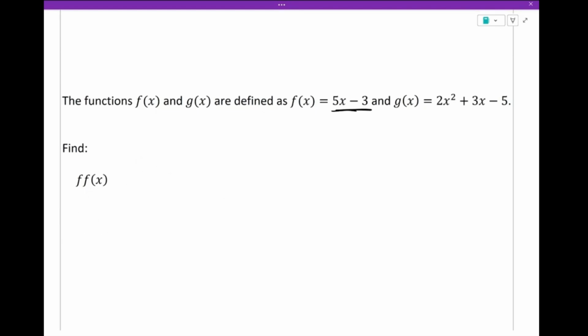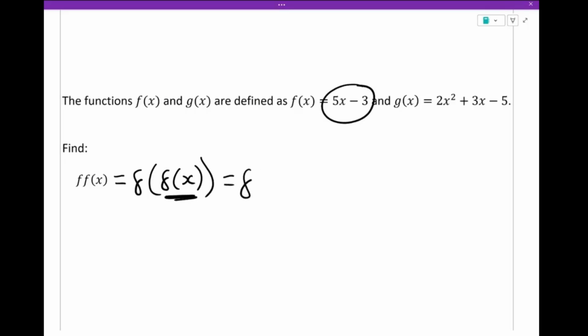So what I'm going to do is put brackets around my inner function. Okay, so I'm going to write this as f and then open brackets f of x. And then what I'm going to do is replace the f of x here with what f of x is equal to. So replace my inner function with a 5x subtract 3. So I'd have f of 5x subtract 3 like that.